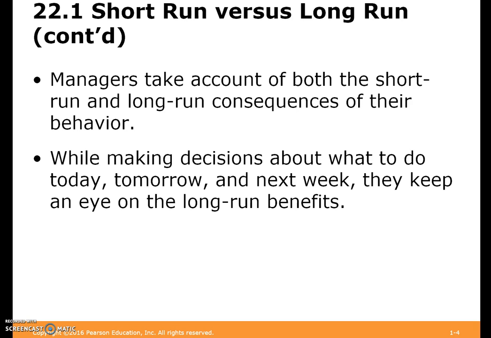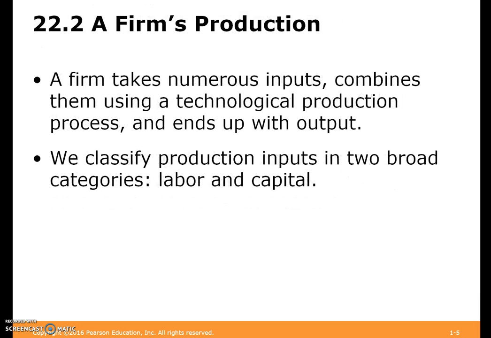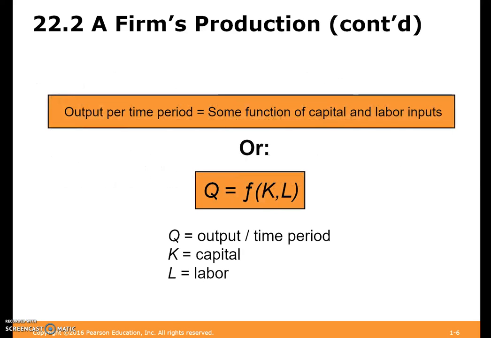Right, so managers of firms typically take into account both short-run and long-run consequences of their actions. While making decisions about what they do today, tomorrow, and next week, they keep an eye on the long-run benefits. A firm takes numerous inputs and combines them using a technological production process, right? And then they end up with some output. Typically, we classify production inputs into two broad categories, sometimes three, as labor and capital, and sometimes land. So here we have some production function, right? It just says Q is output. We have some function of K capital and L labor.